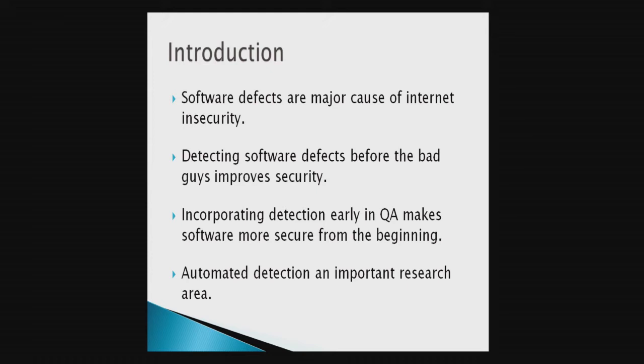Sure, we patch a lot, but I think that continual process of finding bugs, finding vulnerabilities and patching them does improve security. If we can find those bugs very early on in the development process and the QA process, we will have more secure code, and we won't have those patch cycles that occur. So it's an important area of research to automatically detect these bugs as a development process and a quality assurance process.